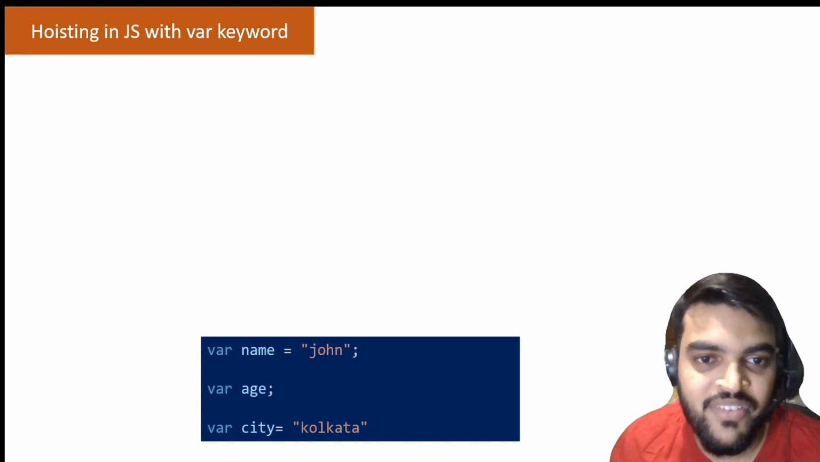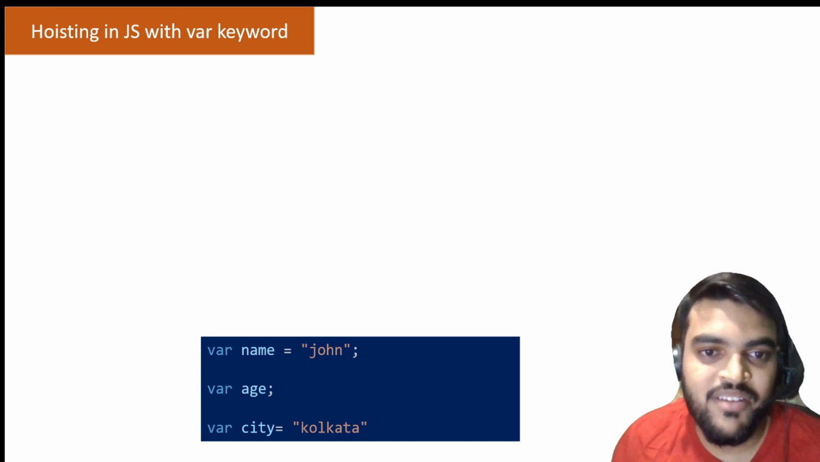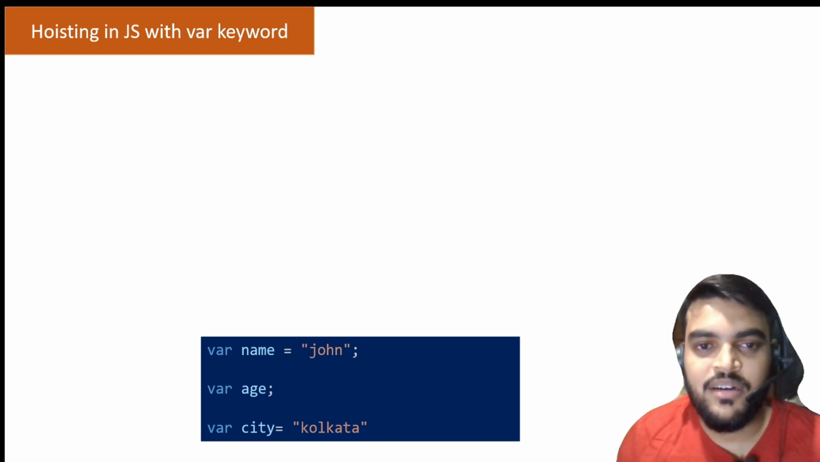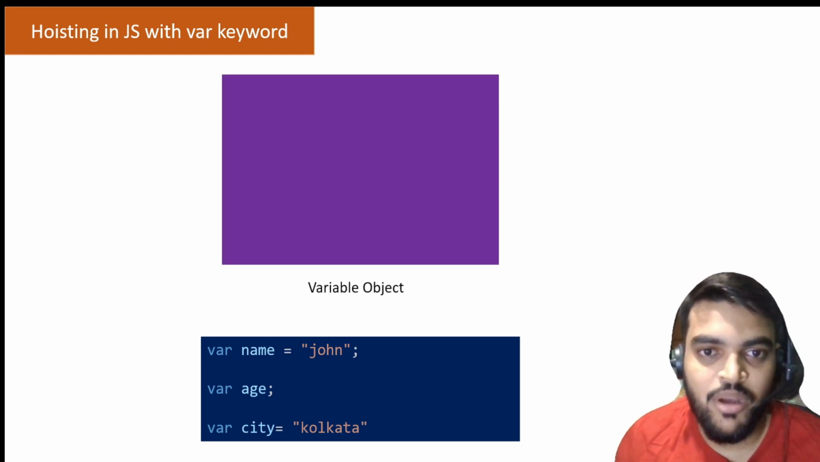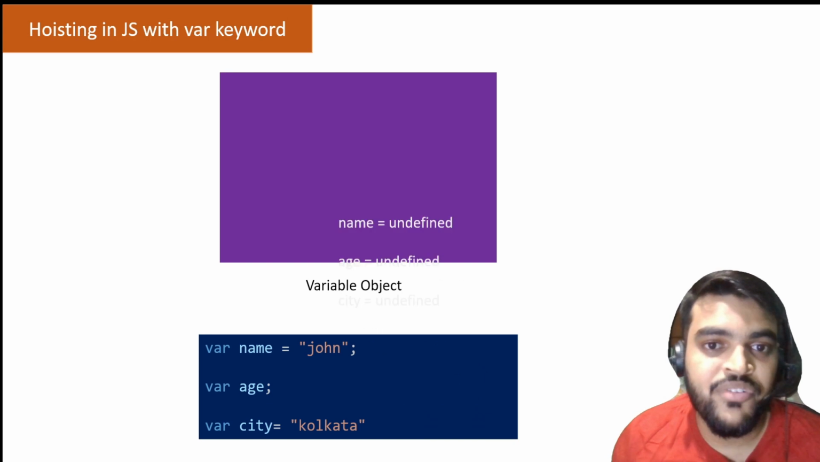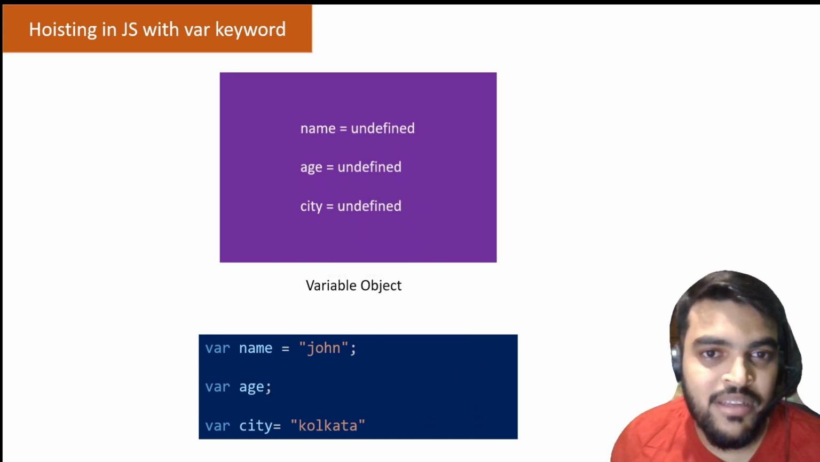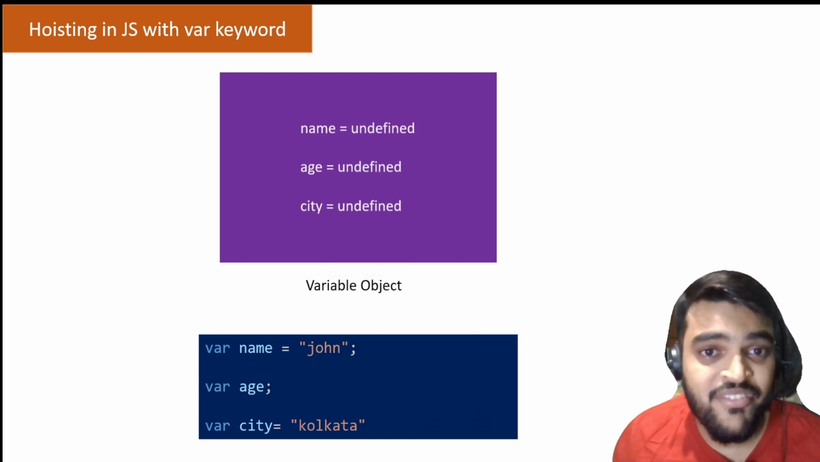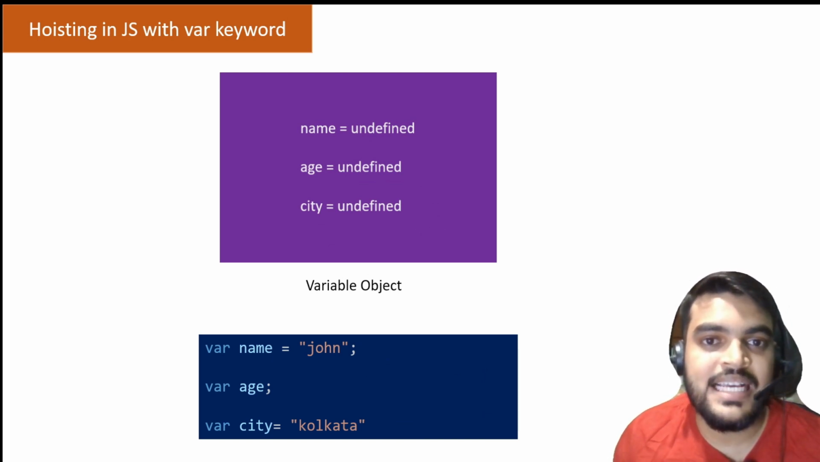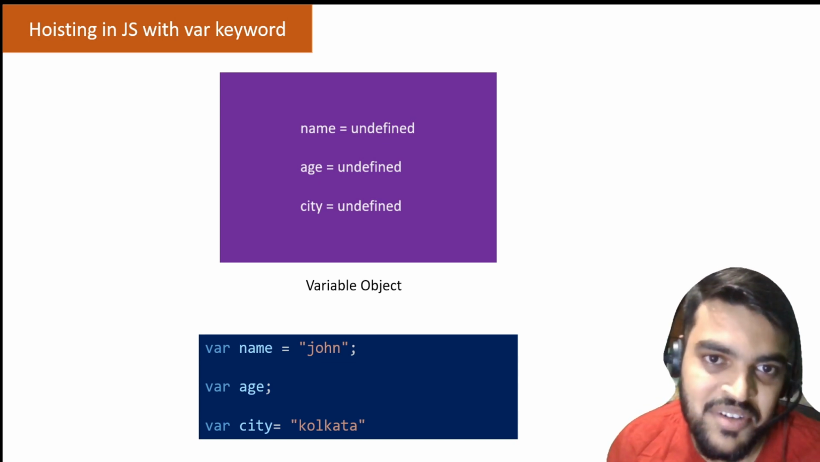So let's say here I have defined and declared a few variables like var name, John, age and city. Okay, now what happens in the variable object? In the creation phase, my code will be scanned and it will check: okay, I have three variables here, that is name, age and city. Then these will be hoisted and made available in the variable object in the creation phase, before the execution phase, and the value will be set as undefined. I hope it is clear now, right?